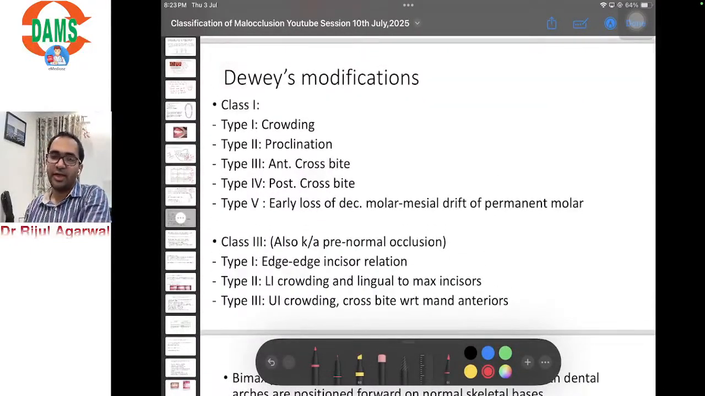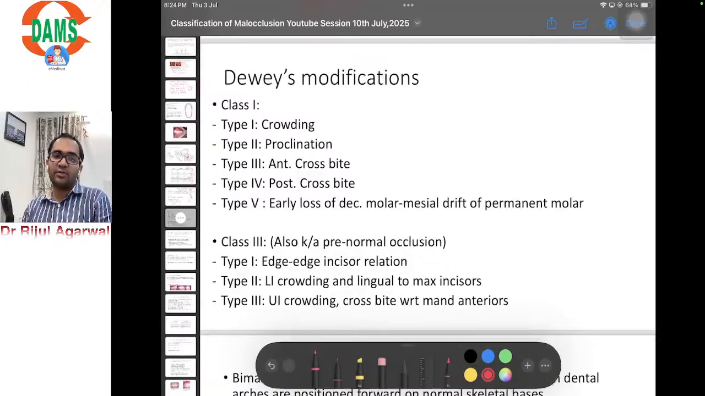Moving ahead. So as I told you, div 1 and div 2 were the modification or subdivision given by Angle based on the increase and decrease in overjet. Similarly, Dewey gave modification for class 1 and class 3. Dewey was also a student of Angle in the Angle School of Orthodontics. So he gave classic modifications for class 1 and class 3 malocclusion. Instead of division, he gave the term type. So for class 1, he gave 5 types.